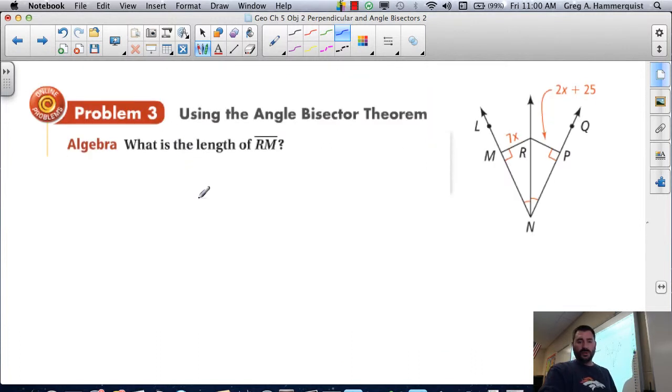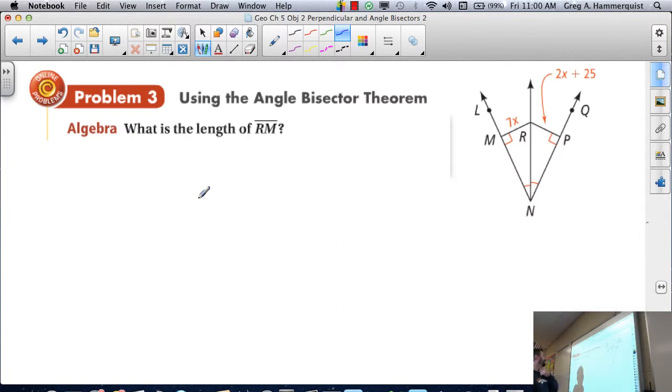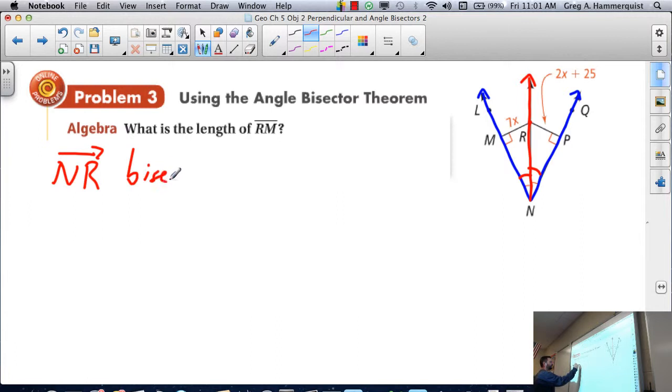All right, so can we use this? Well, we should be able to. We want to know what is the length of RM here. Let's look at our drawing. We've got an angle LNQ. And what we notice here is we've got this point R. If we talk about the ray NR, we notice that those angles are marked congruent. So it tells us that ray NR bisects angle LNQ, cuts it directly in half.